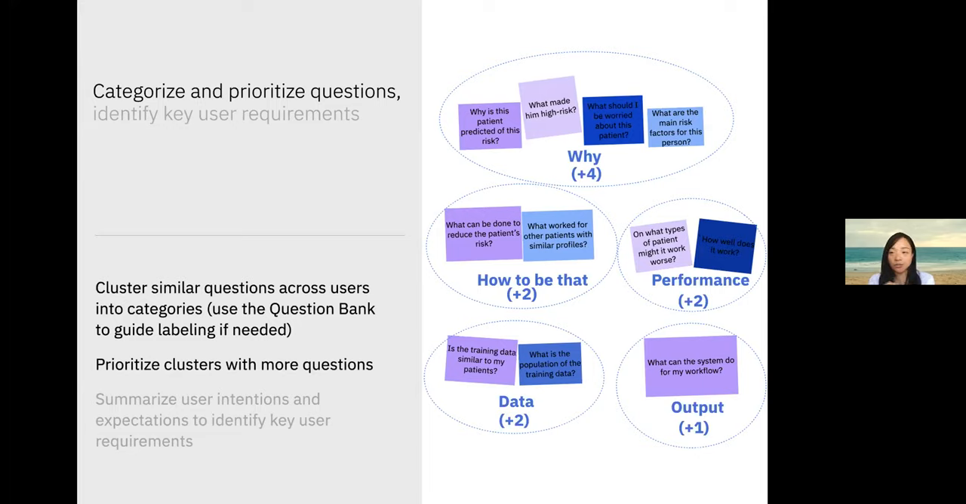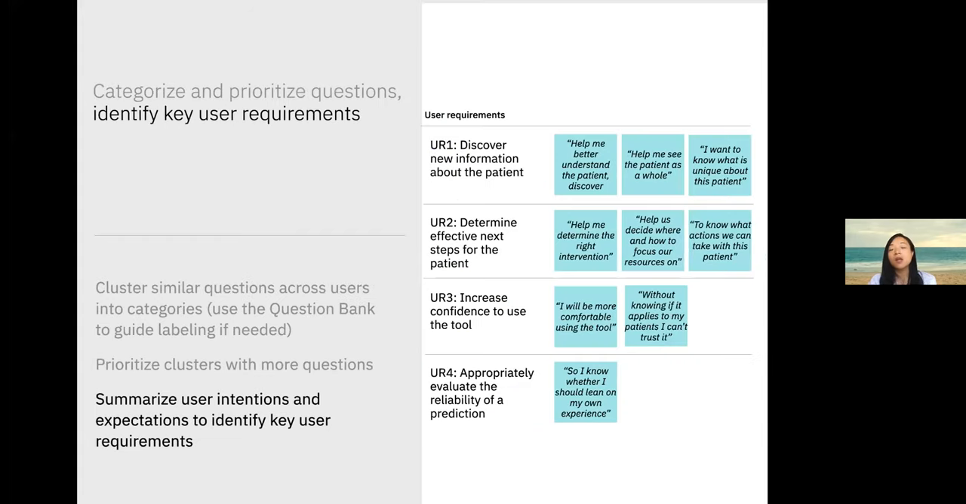Here you can also use the question bank as a way to guide your analysis. And we also encourage you to look at the prioritization, right? How many people ask the question? If a question is commonly asked, then you should prioritize addressing that question. And you also want to analyze the intention and expectation behind it. And with that work, we clustered these comments and identified four user requirements, including discovering new information about the patients and determining the effective next step. So these are the user requirements that should guide the design and evaluation of your user experience.